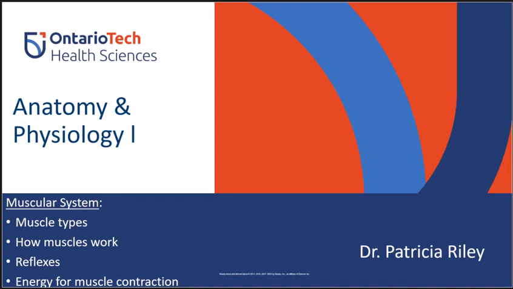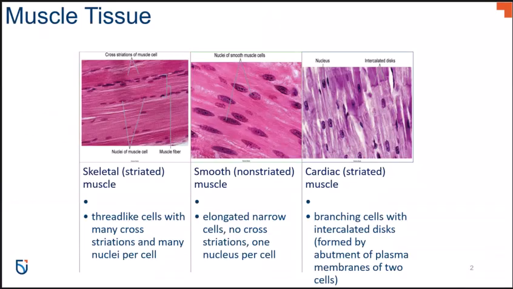In today's lecture, we're going to be looking at the muscular system. More specifically, we'll look at the different muscle types that exist in the human body. We'll look at how muscles actually work, so down at the physiologic cellular level. We're going to look at reflexes and the energy that's required in order for muscles to contract.